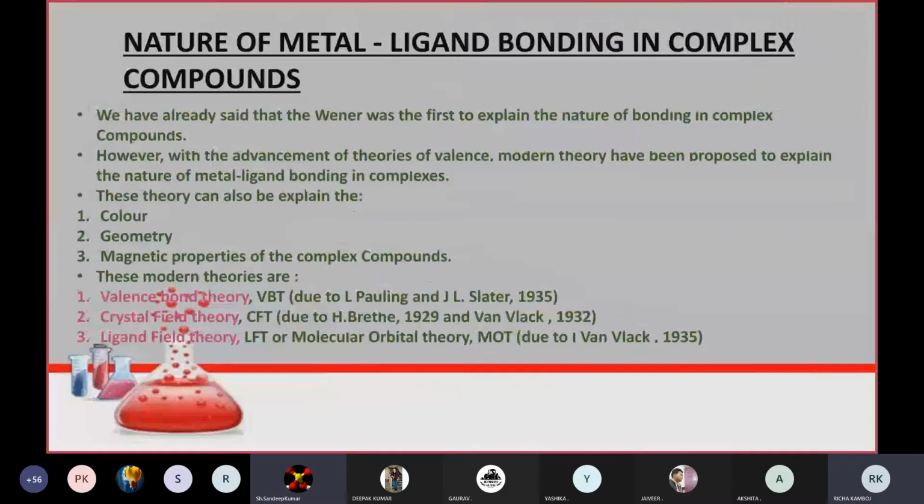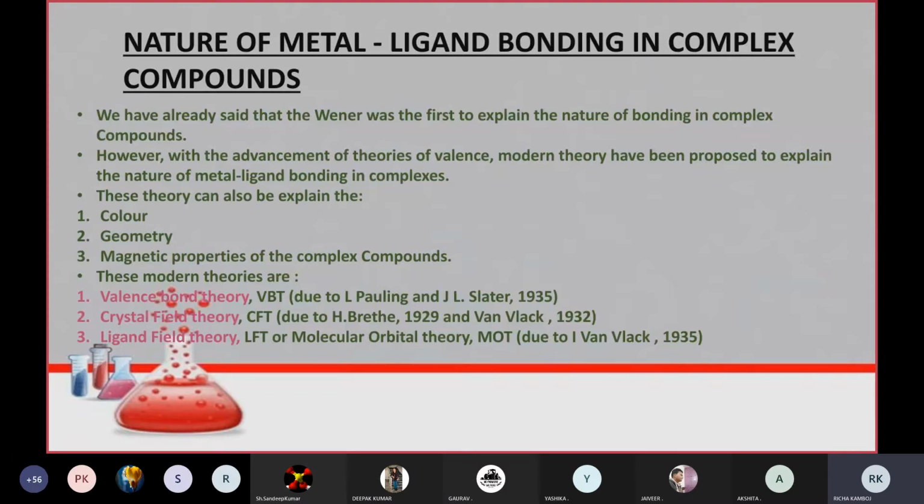Nature of metal ligand bonding in complex compounds. We have already said that Werner was the first to explain the nature of bonding in complex compounds. However, with the advancement of theories of valence, modern theories have been proposed to explain the nature of metal ligand bonding in complexes. These theories can also explain the first one, color, second one, geometry, and third one, magnetic properties of the complex compounds.